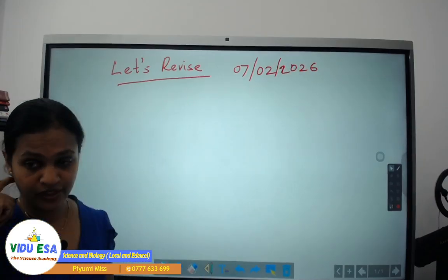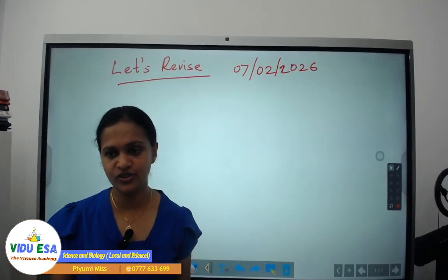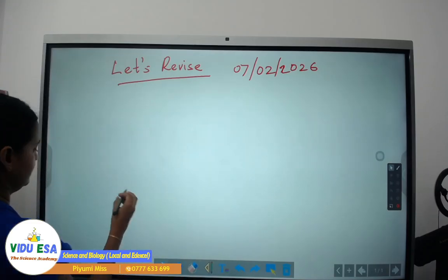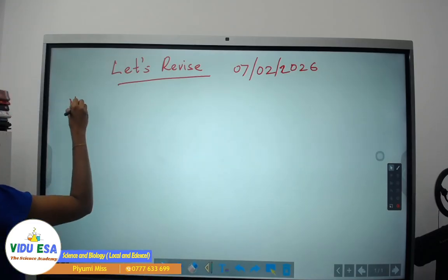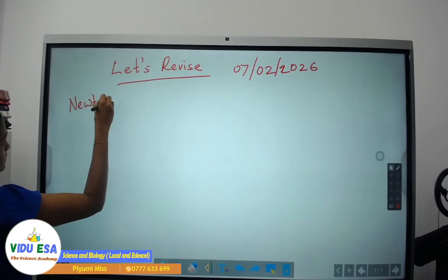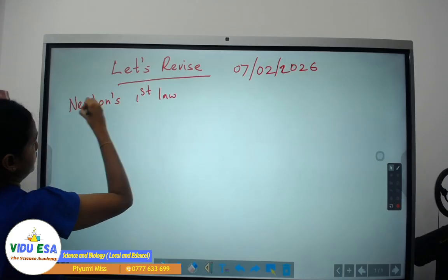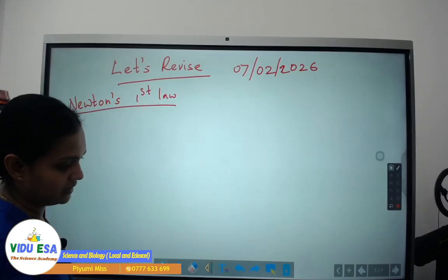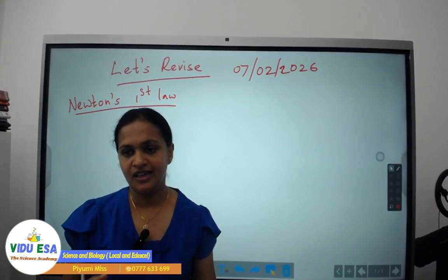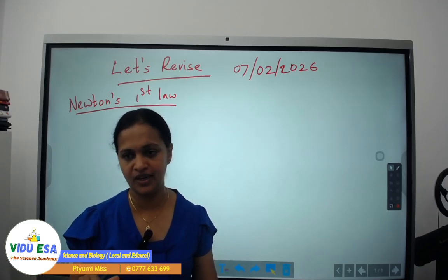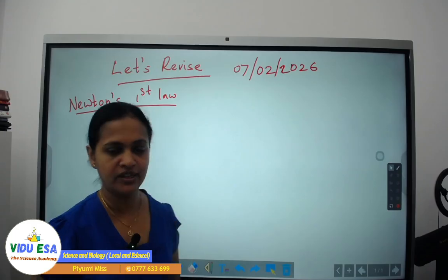So if we revise Newton's laws of motion, in Newton's first law of motion, what is mentioned there? Yes. Newton's first law of motion says that if no unbalanced force is applied, objects at rest will remain at rest.